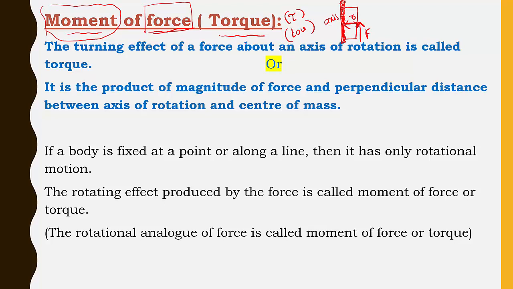This term torque came from a Latin word which means to twist. Torque means what? To twist. Twist means what? Rotation. So torque means to twist. It is a Latin word and the symbol is tau. It is not T. What is it? Tau. Torque is also called as moment of force. Moment means at a certain distance. Is it clear? Then how to define a torque?